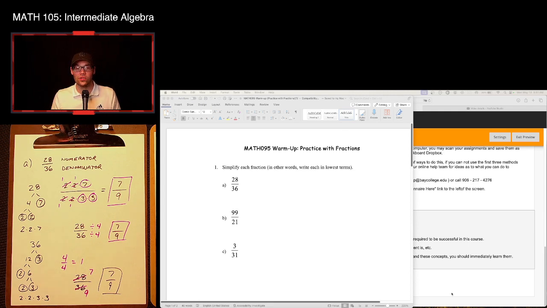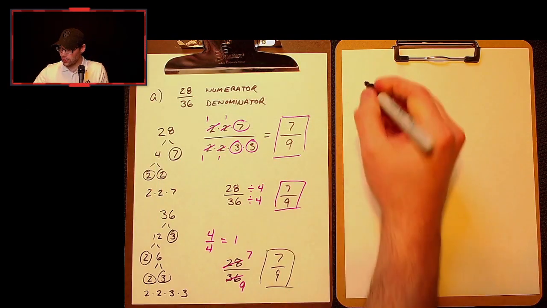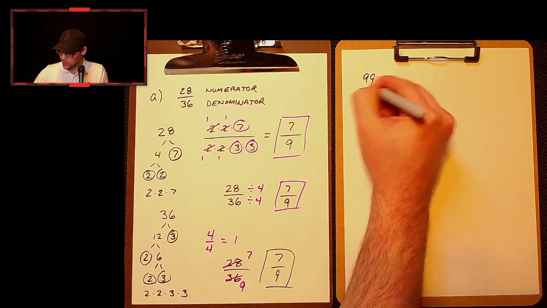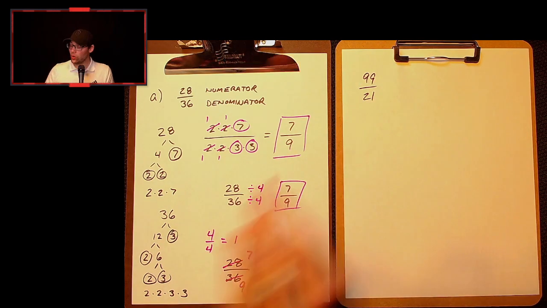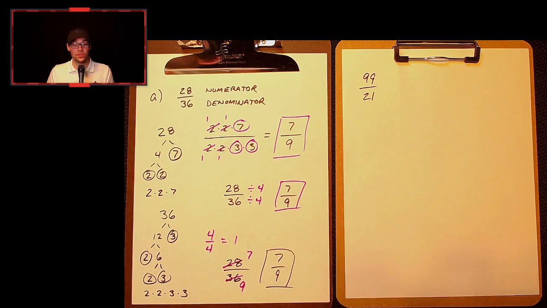So let's go ahead and take a look at the next problem, 99 over 21. In this particular case, I'm going to rewrite the problem, 99 over 21. We now have two methods to do this. You can either break down each one of these numbers in the numerator and denominator into their prime factorization, or we can use divisibility. We will stick with divisibility as this is an accelerated math class, and you are actually already expected to know how to do this.